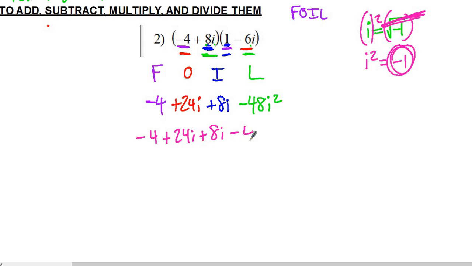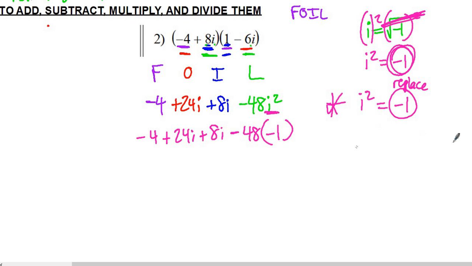Okay, minus 48i squared becomes minus 48 times, and we just said i squared equals negative 1. Okay, so this is important. Whenever you see an i squared in a problem, you should always replace it with the number negative 1, because that's what i squared equals. Okay, last thing is to combine the like terms here. So negative 48 times negative 1 equals positive 48. So we're doing negative 4 plus positive 48. Sorry, that's a bit messy. Let me make it bigger.